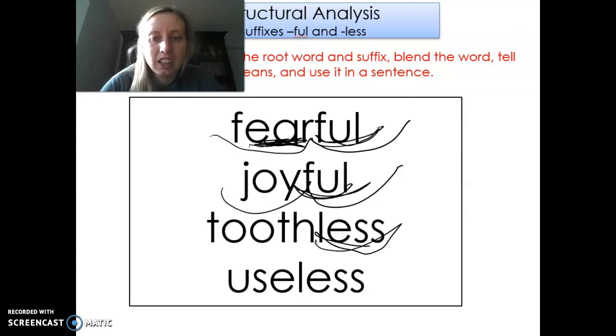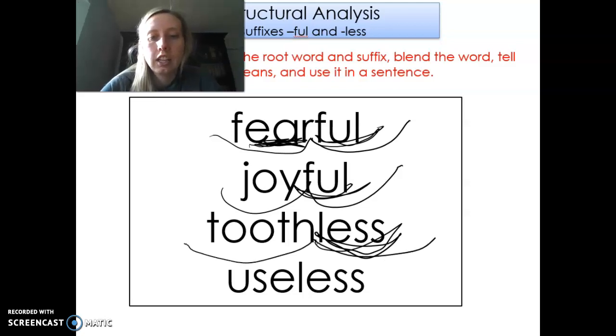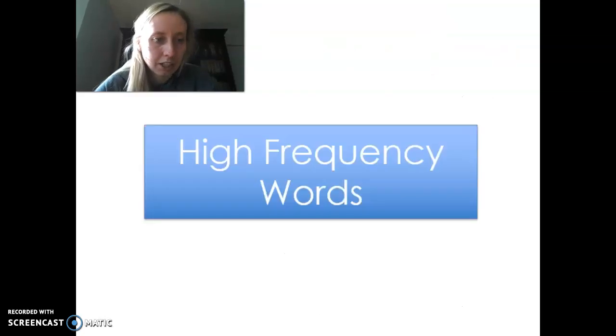Now this time we have less as our suffix. Less means without. So let's read this one. Toothless. That means without teeth. Here's less again. Our suffix is less. Useless. It means it has no use, without use. Okay, we're going to skip those.